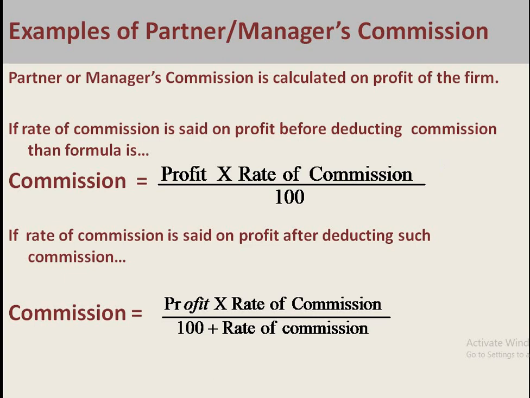When you are using this formula, if the rate of commission is said on profit, which profit? After deducting such commission, what is the difference between both? You can see here, in the first, it is profit before deducting commission, which is very normal.